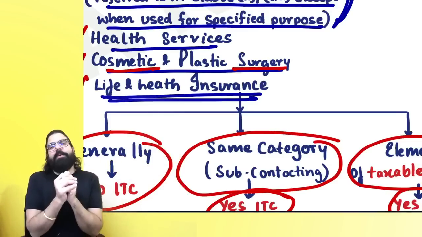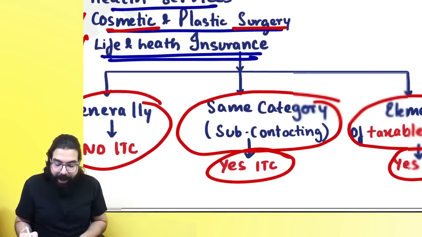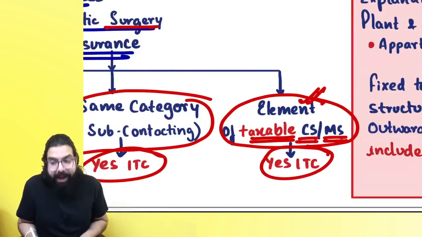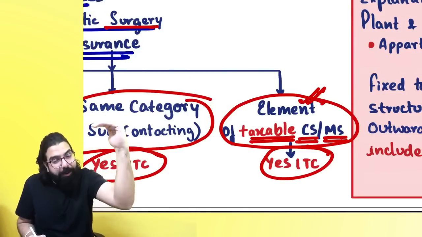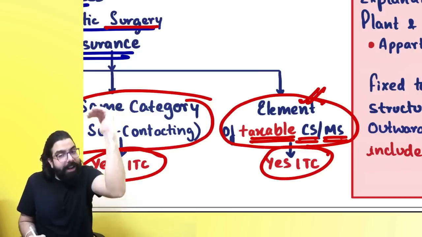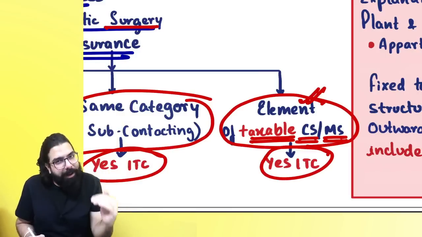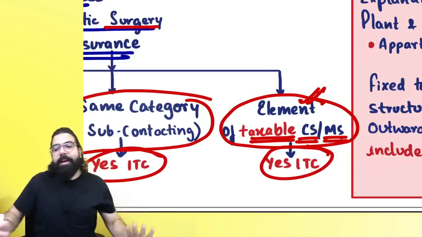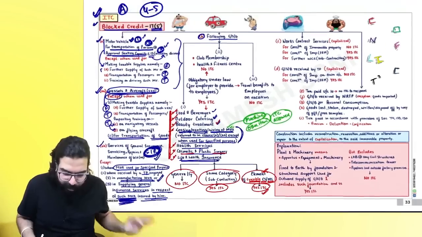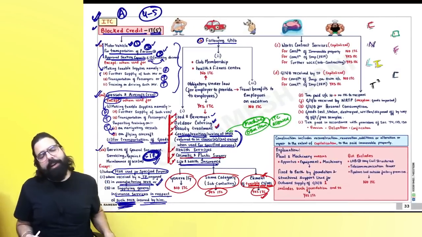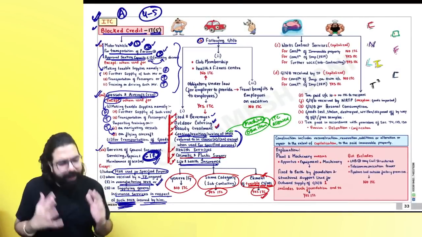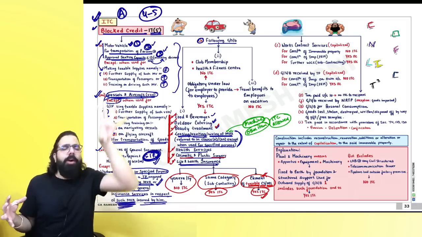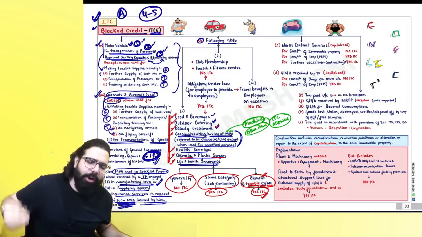Now everyone, listen to me very carefully. If I am taking all these things as an element of my composite supply or mixed supply, event management services are taxable, and hence when I provide all this as an element of my composite supply or mixed supply, on all these items I will charge GST and I will be able to take the input tax credit. Remember one thing, I will be able to take the input tax credit. Okay sir, point is clear. Generally no ITC, subcontracting yes ITC, but if it is provided as an element of my composite supply or mixed supply, I will be able to take the ITC of all these items.